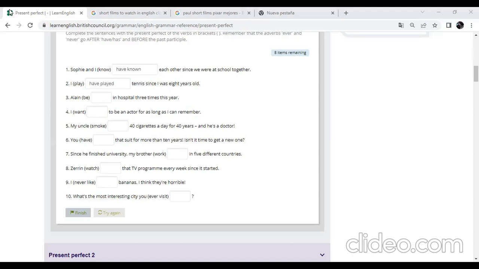Elaine have been in hospital 3 times this year. Okay, pay attention to the subject here. Elaine is a person or it's plural? Yeah, it's has, right? Correct. Has been. Good job. So what is the meaning of the third one? Elaine ha estado en el hospital 3 veces este año. Correct. Now the number 4.